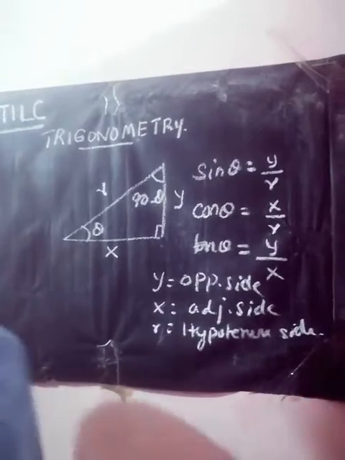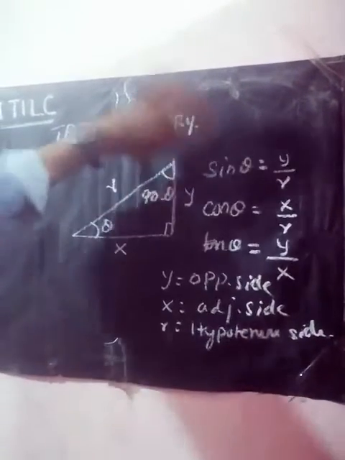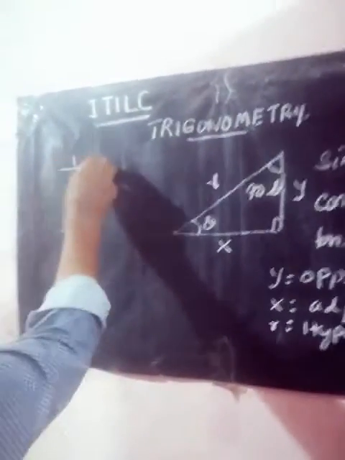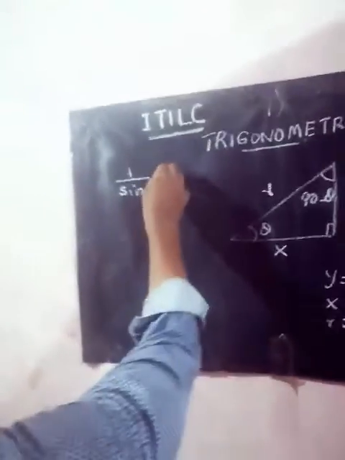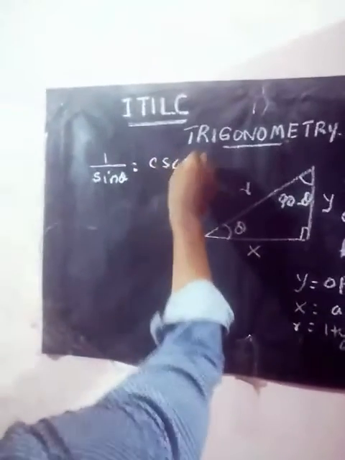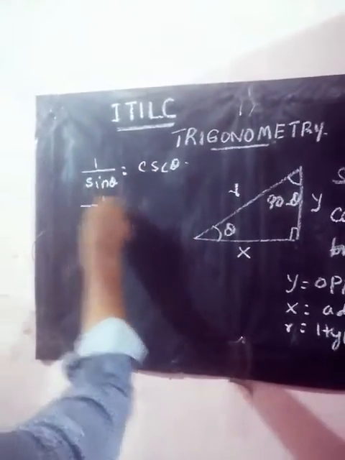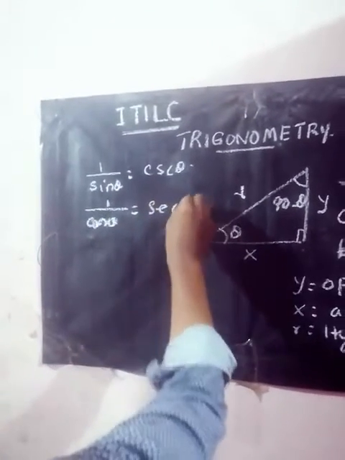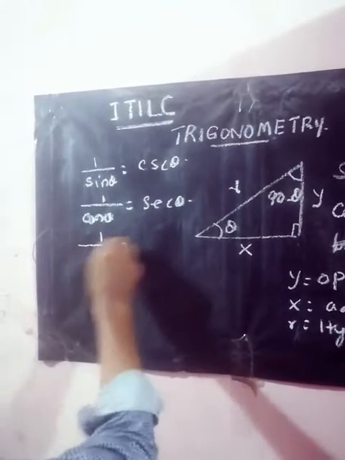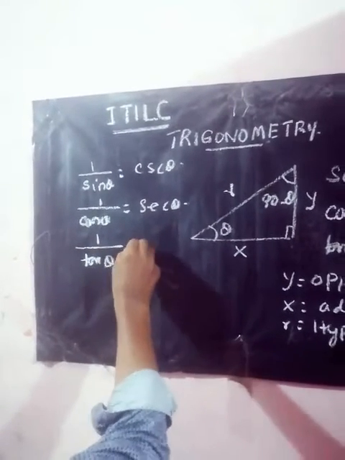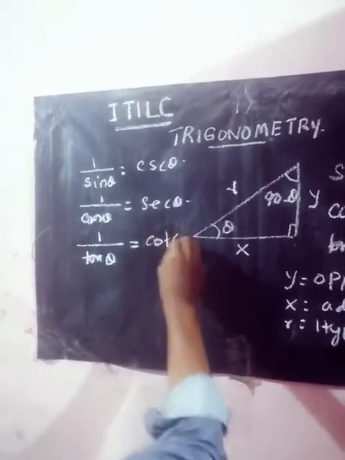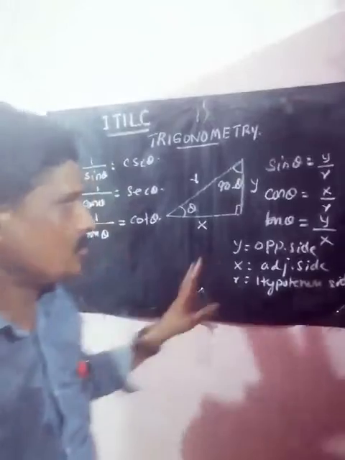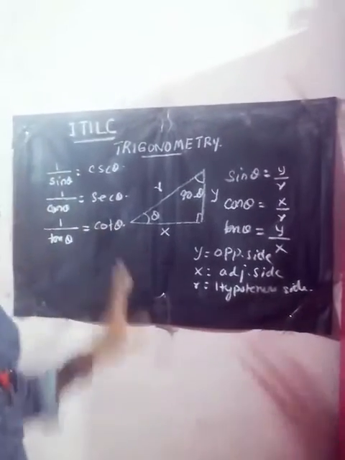These are the basic functions of trigonometry, and they have reciprocals. That means 1 by sine theta can be stated as cosecant theta, 1 by cos theta can be represented as secant theta, and 1 by tan theta can be referred to as cotangent theta. These are the basic functions of trigonometry, and we have to study them.